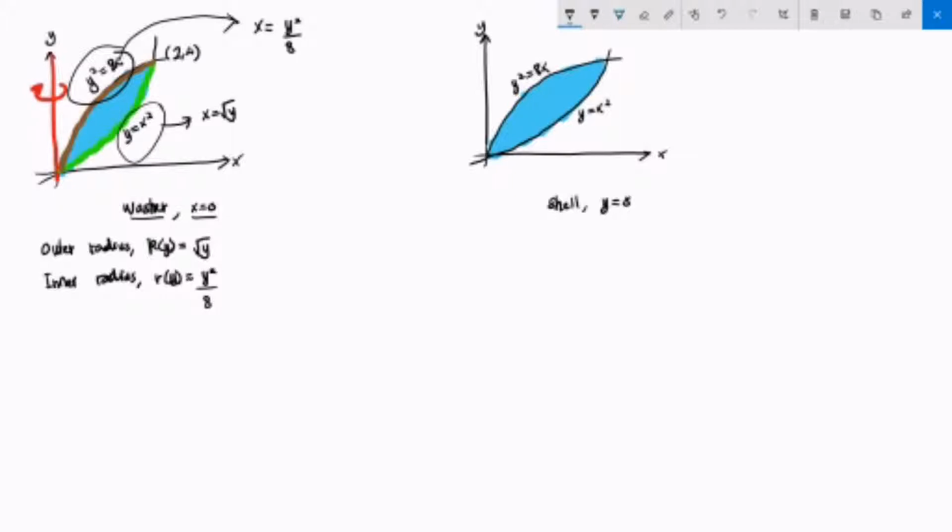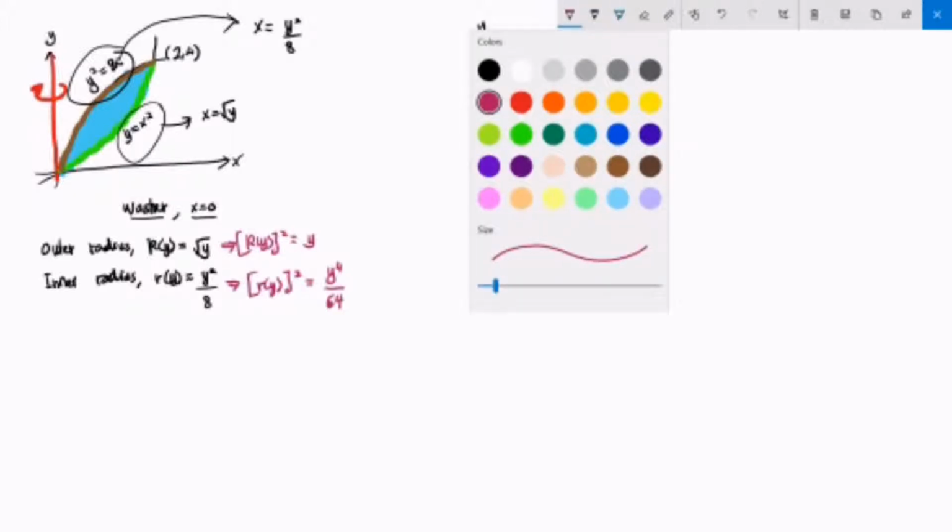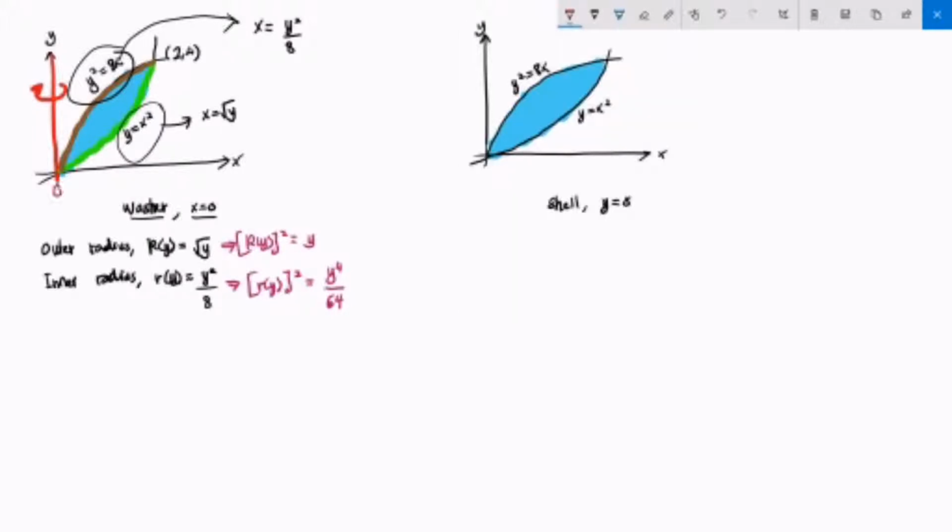What we have to do next is find R(y) squared, so we have to square it. When we square this function, we get y. And for the small r(y) squared, we get y to the power of 4 over 8 squared, which is 64. Now we know that the value here is 0 until, because now it is in terms of y, so it must be dy, up to, look at this function, 4 here.